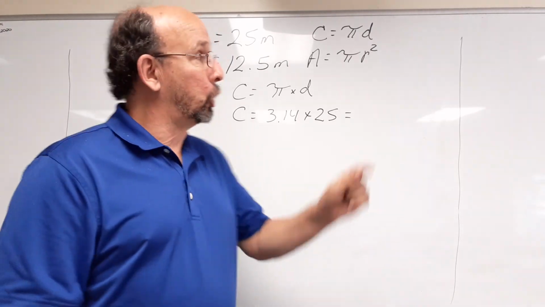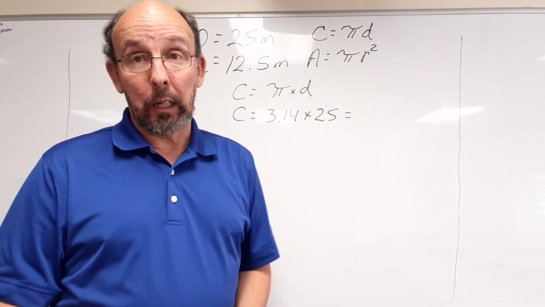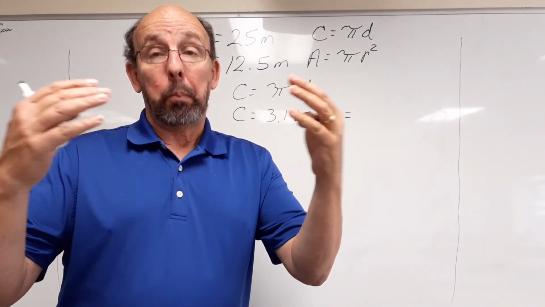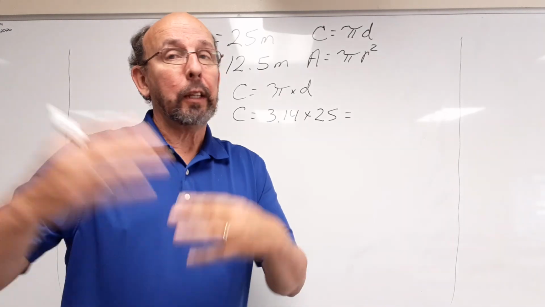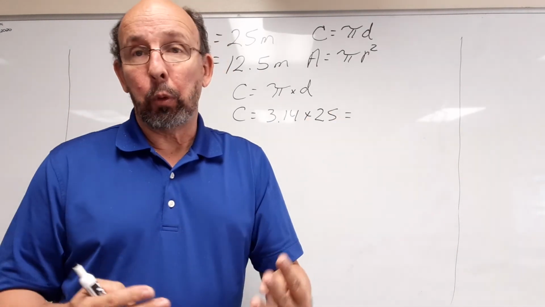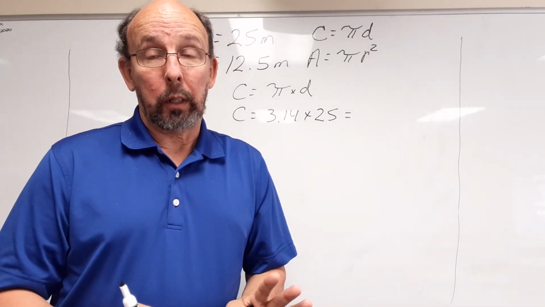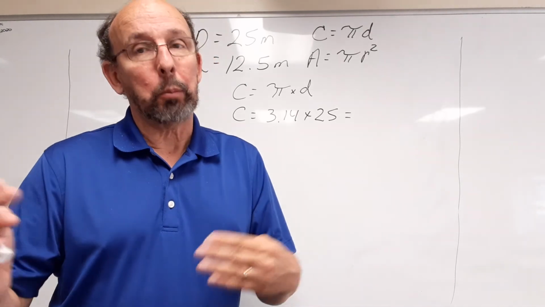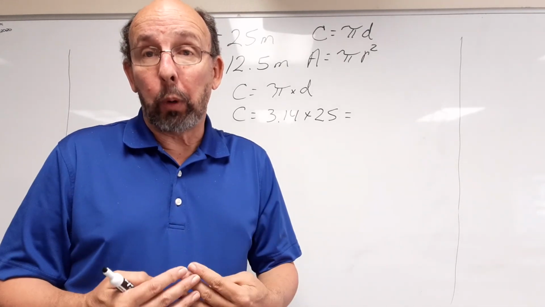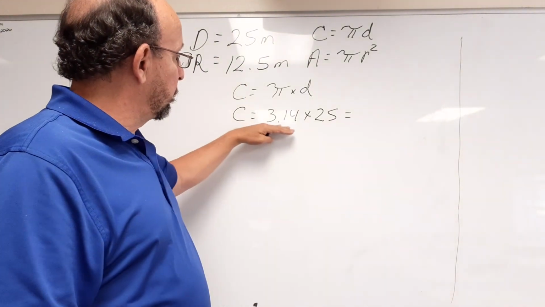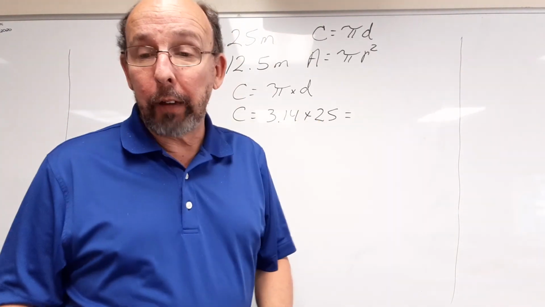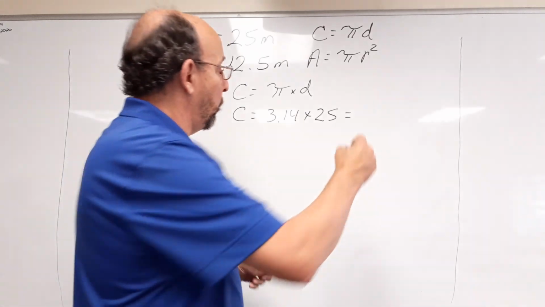Go ahead and do it. Show what you did to get it. All right? Because then if you have the wrong answer, I will know. Oh, they used the wrong formula. They didn't square it. I will know, not just an answer. Sometimes I can tell, but I will know for sure why you made your mistake. All right? So, C equals 3.14 times 25, and in this case, that's 78.5.